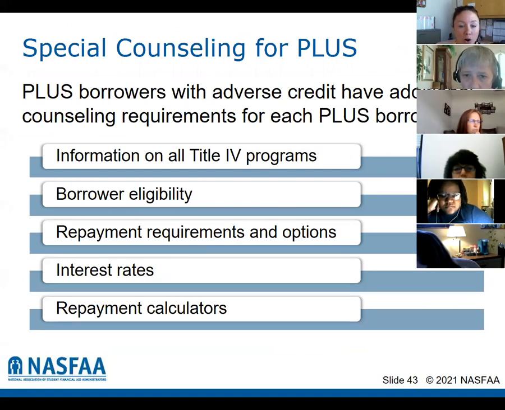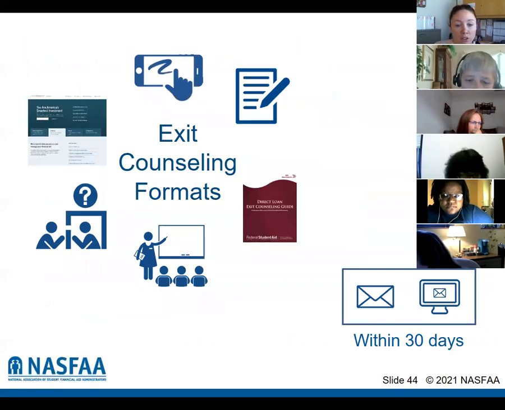I touched on this very briefly, but when PLUS loans are denied, and then they have to go through an endorsement process or an appeal process, there is an additional counseling that the student or the parent needs to complete. It's just additional information about credit and repayment and helping them really understand the loan. I guess it's a mitigation effort because those borrowers are seen as a higher risk to the Department of Ed because they're having credit issues already.